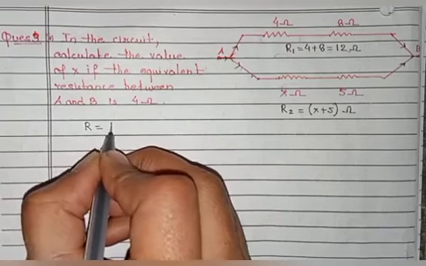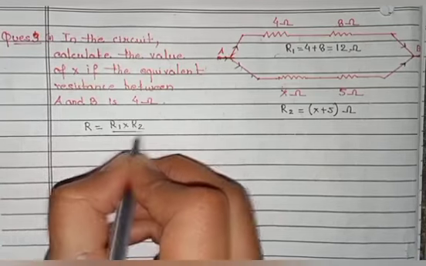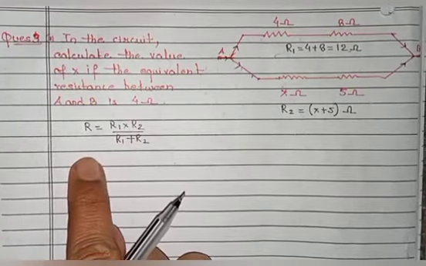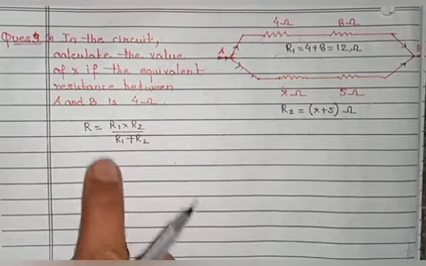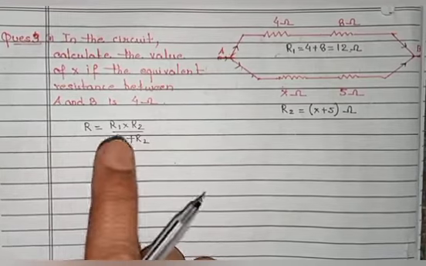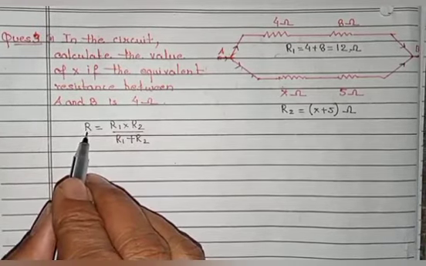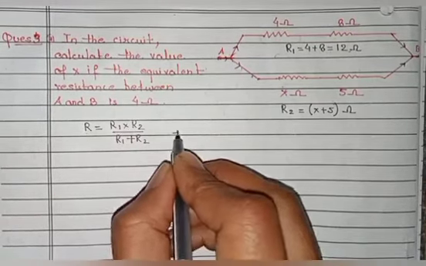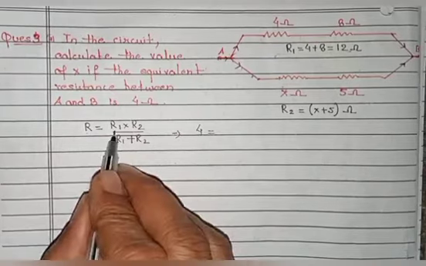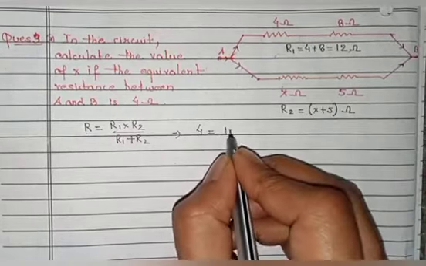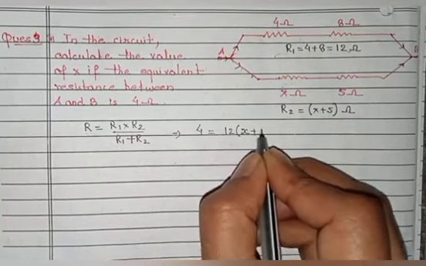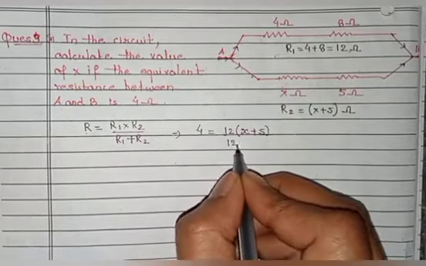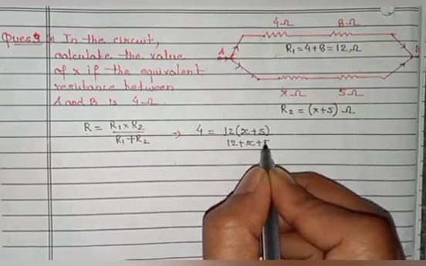So what will be the equivalent for these two paths? R is equal to R1 into R2 upon R1 plus R2. This is the formula for calculating the equivalent resistance of two parallel paths. Here R is the equivalent resistance, which is given as 4. Then R1 is 12, R2 is X plus 5, upon R1 plus R2.